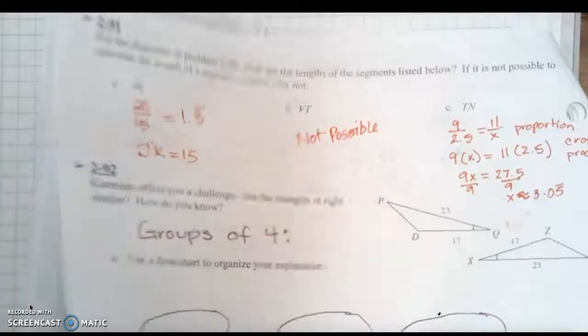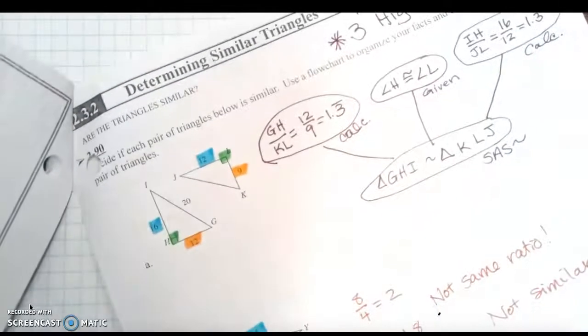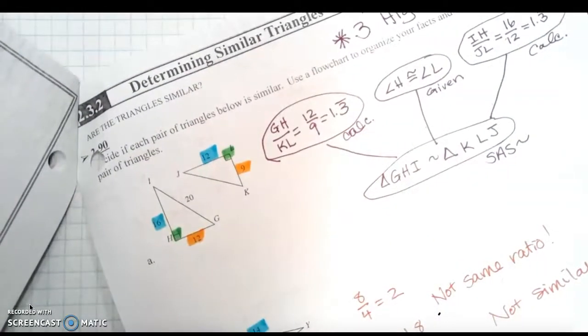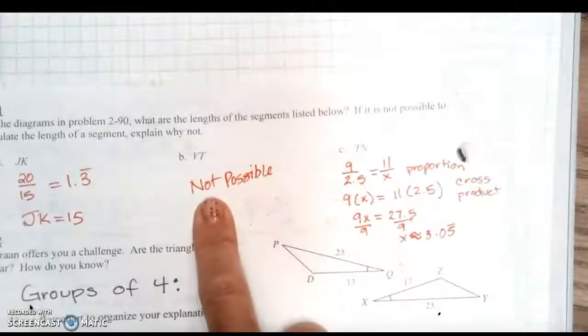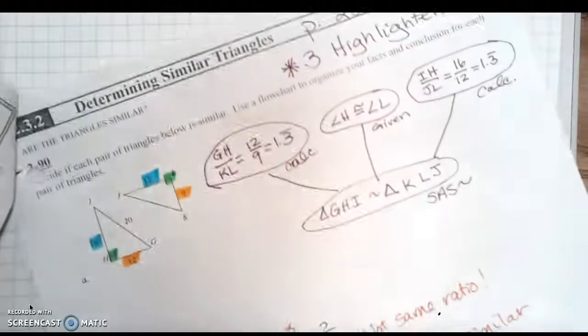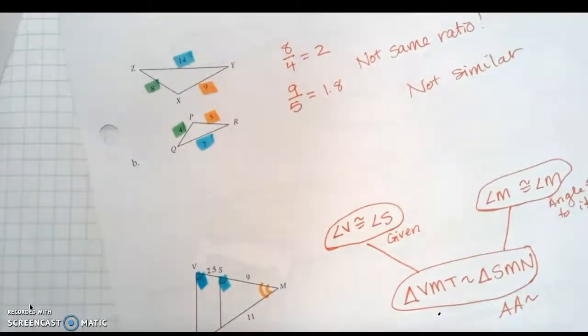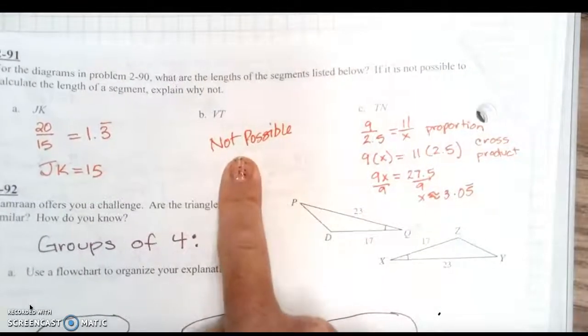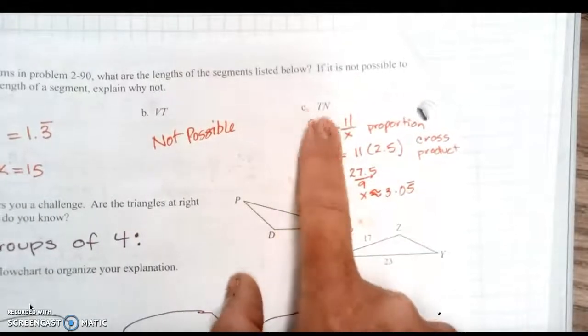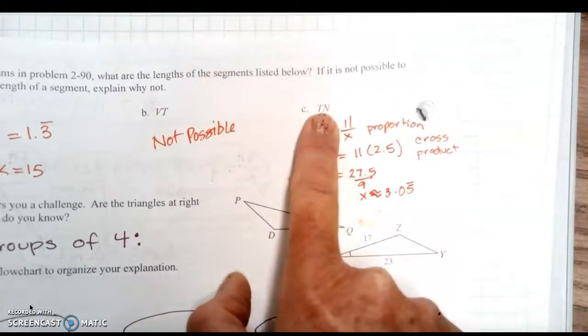Part B, they wanted us to find VT. Oh, it's not possible. I thought it was from the middle one. It's from this one. VT is not possible because it's the bottom one and there's no corresponding measurement, so we can't get that one. So that one's not possible. Part C, they want us to get TN. Okay, TN we can get.